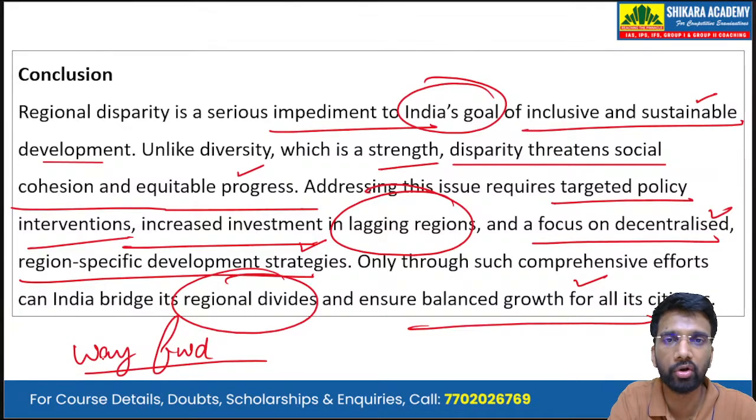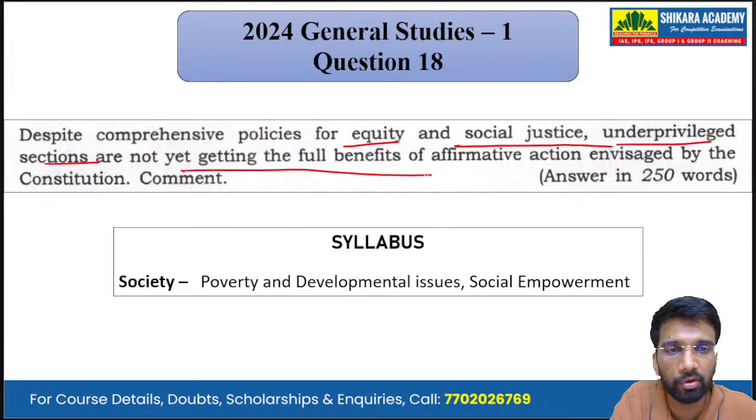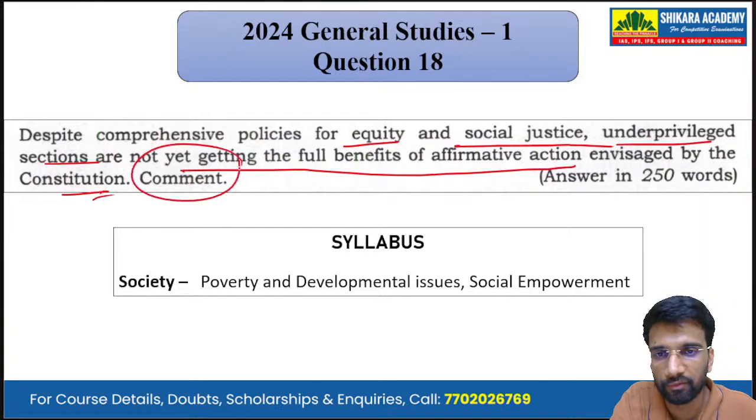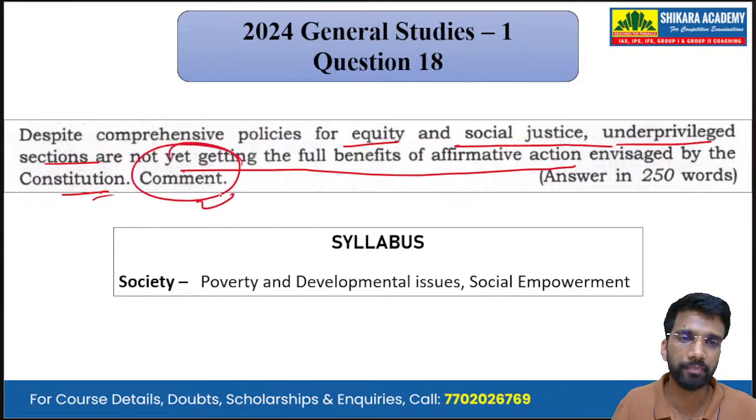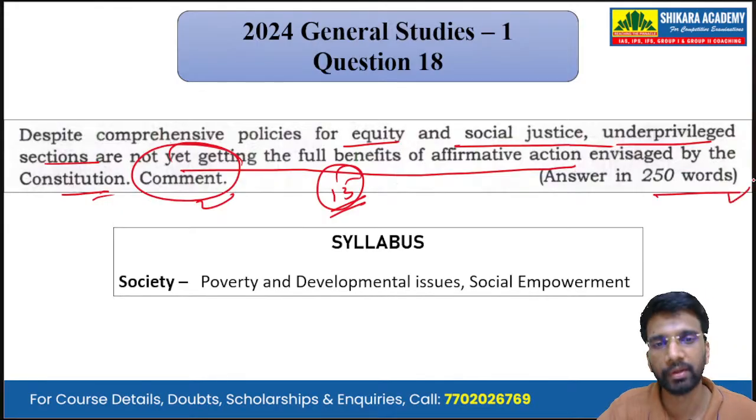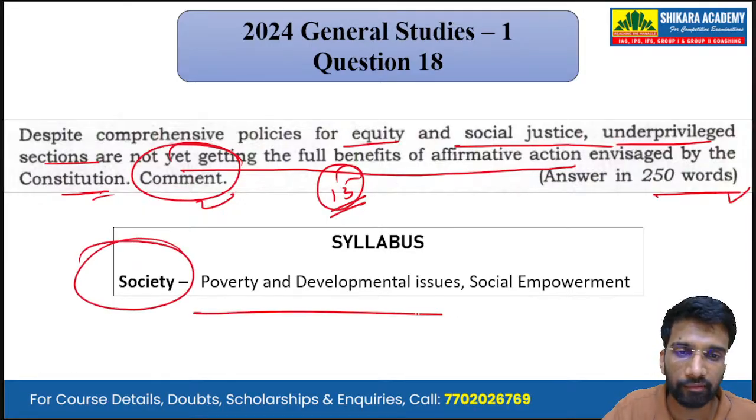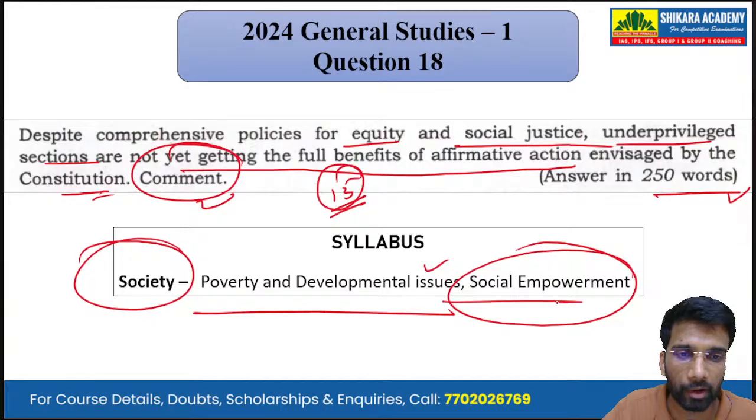Moving on to the next question, that is question number 18. Despite comprehensive policies for equity and social justice, underprivileged sections are not yet getting the full benefits of affirmative action envisaged by the Constitution. We have to comment on this statement. This is a 15-mark question that we have to answer in 250 words. Mapping it with the syllabus, we can see that it has been asked from the subject of society, where the topic is poverty and development issues as well as social empowerment.